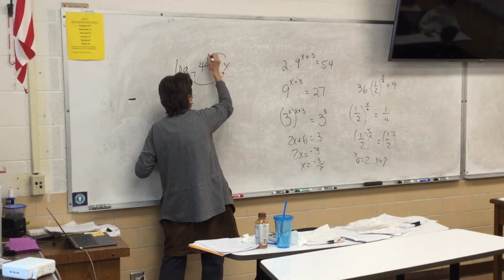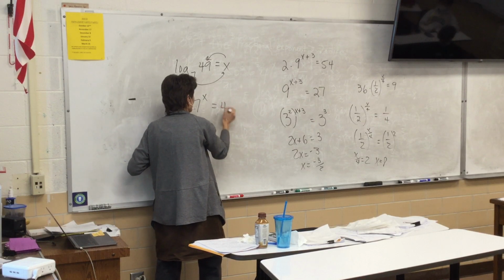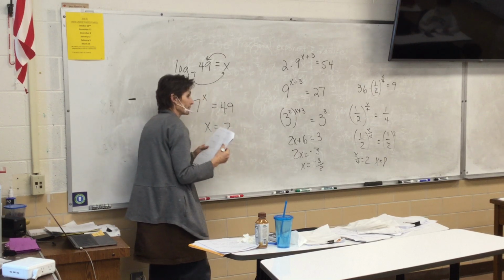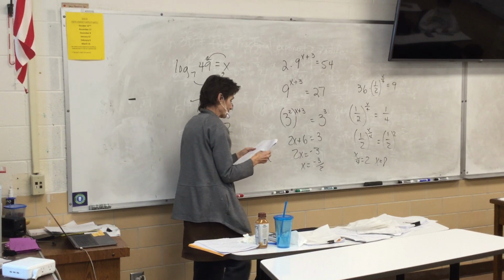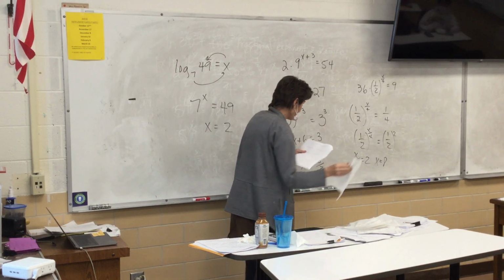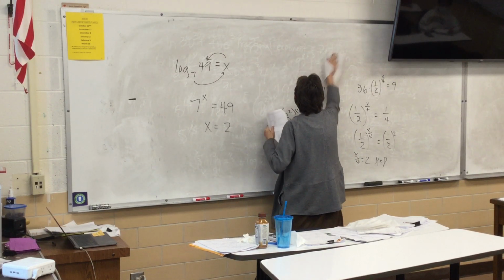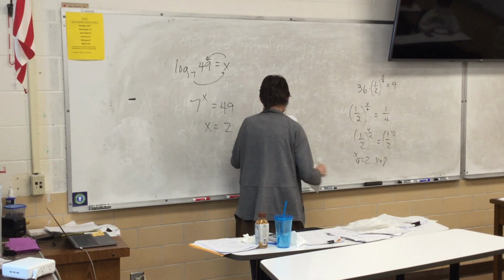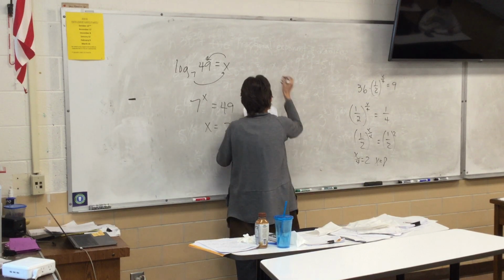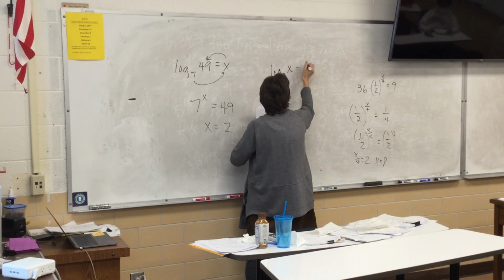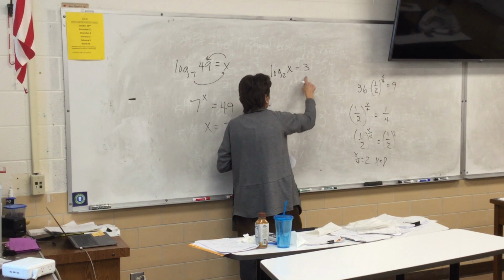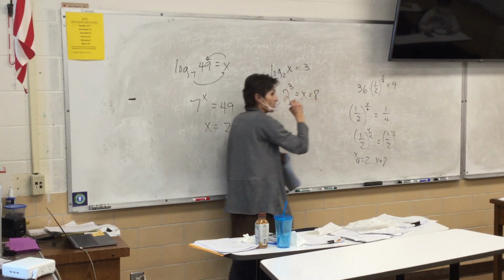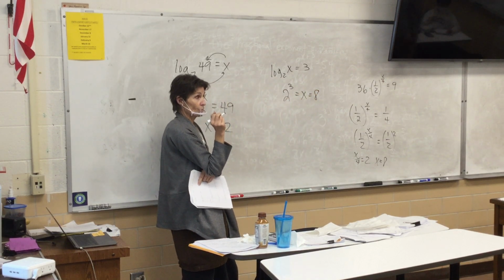Loop-de-loop. So 7 to the x equals 49, and x equals 2, easy. What about k? Loop-de-loop. You're gonna loop-de-loop all these. So what's this say when I loop-de-loop it? 2 to the third equals x, so x equals 8. That takes all of 5 seconds to do, if you know what you're doing.